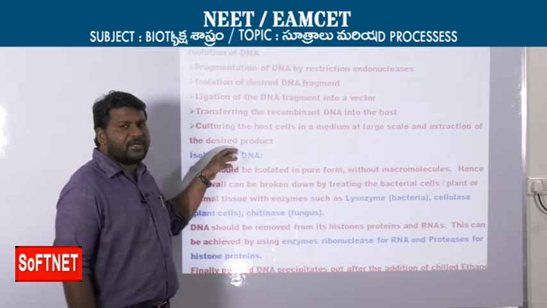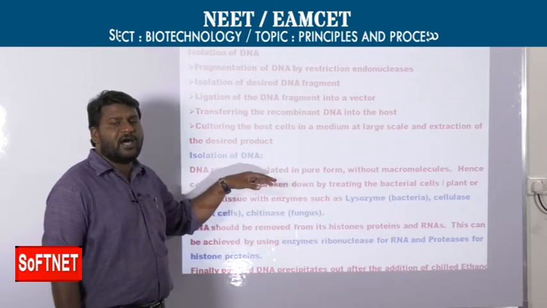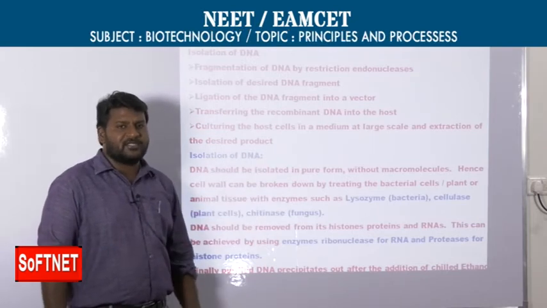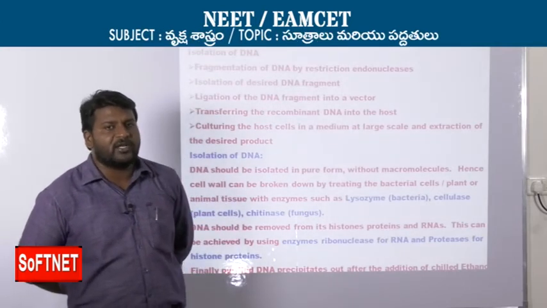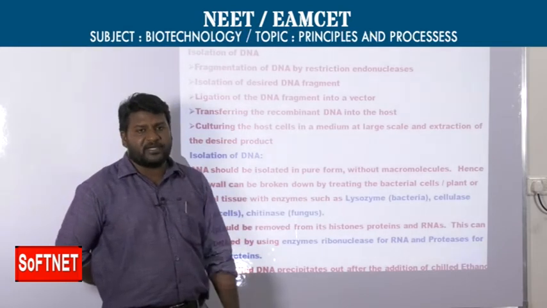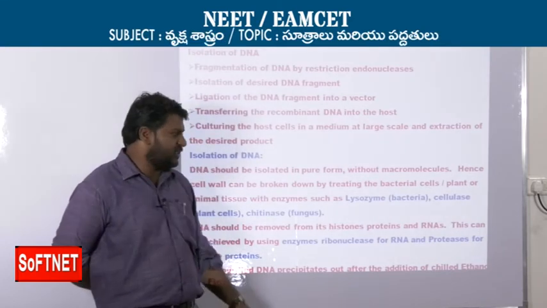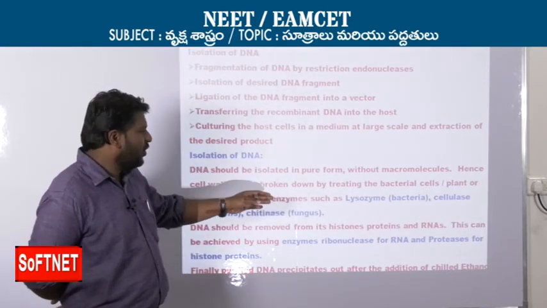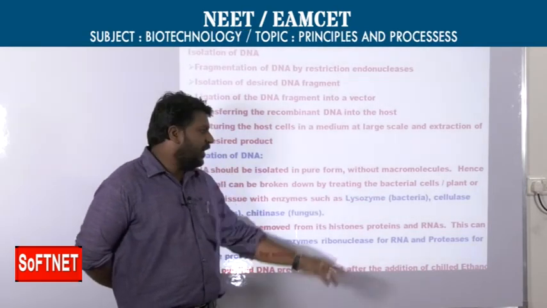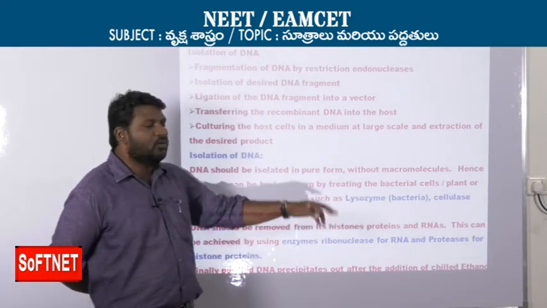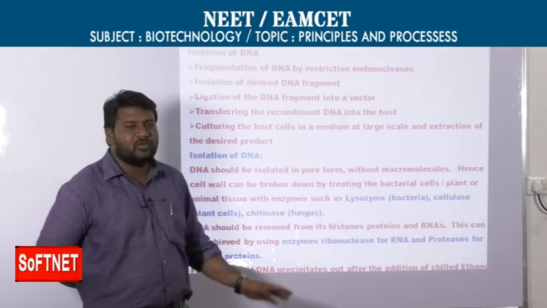Now, the first step in our process is isolation of DNA. How do we isolate the DNA from the cells? As we already discussed, prokaryotes or eukaryotes can be used as a source. So, first we need to break the cell wall of that particular living organism. Various enzymes are used: for breaking the bacterial cell wall we use lysozyme, for breaking the plant cell we use cellulase enzyme, and for breaking the fungal cell wall we use chitinase.